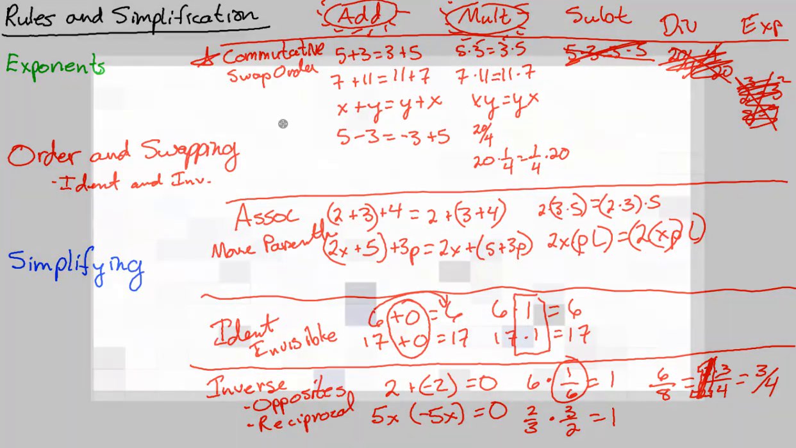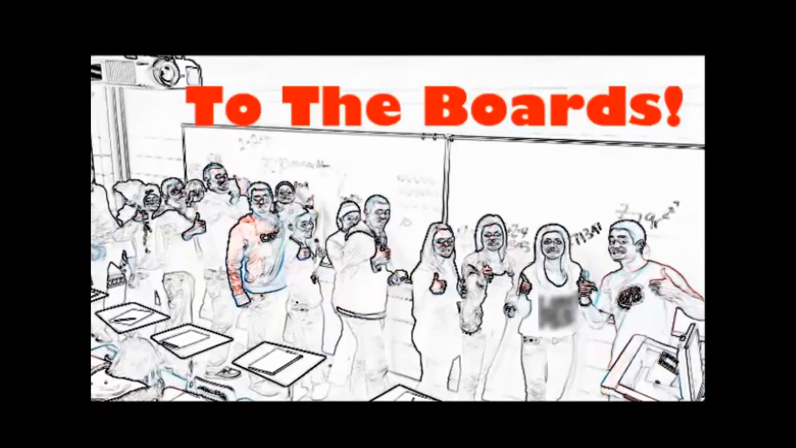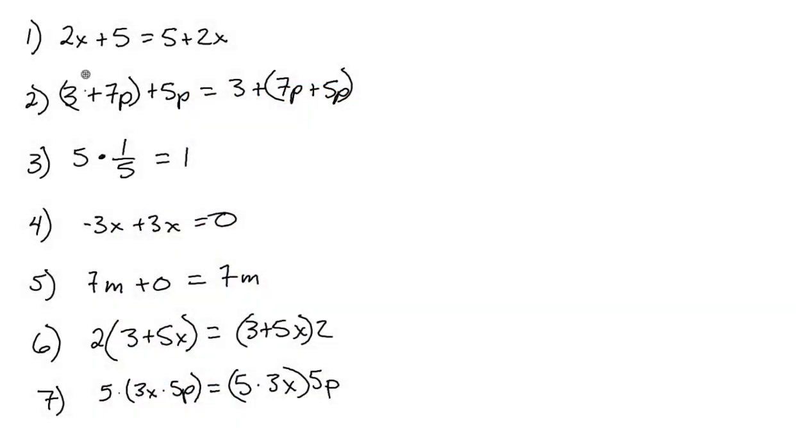Okay, let's pause the video. To the boards! So here are 7 problems where you are being asked to identify the property that has been enacted to say that these two are exactly equal. Go ahead and pause the video right now, and when you've listed out the properties you think they are, go ahead and turn it back on and let's check it.